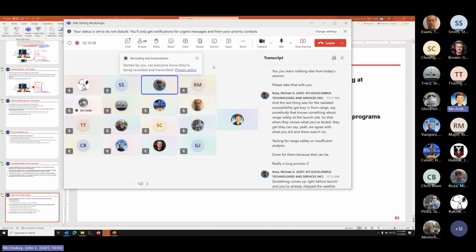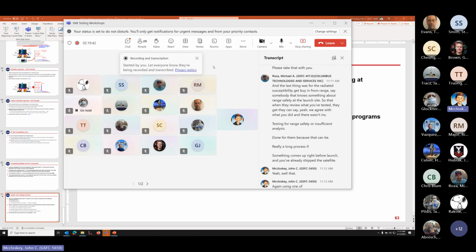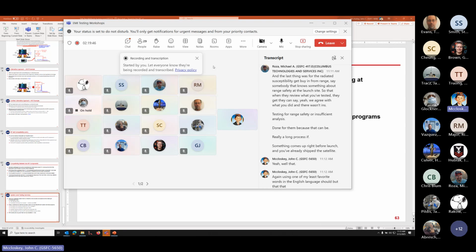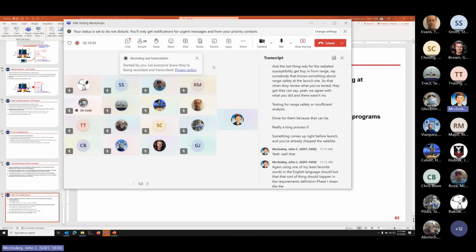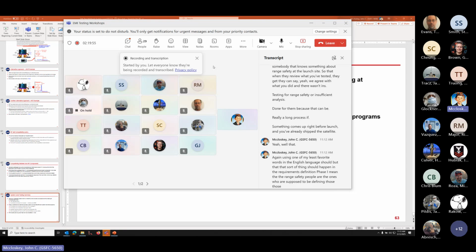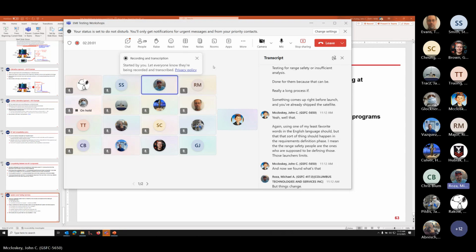Yeah, well, that again, using one of my least favorite words in the English language, should, but that sort of thing should happen in the requirements definition phase. I mean, the range safety people are the ones who are supposed to be defining those launch RS limits. But things change.